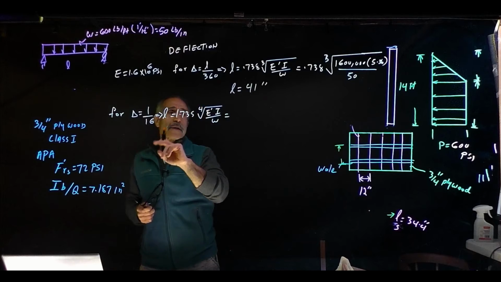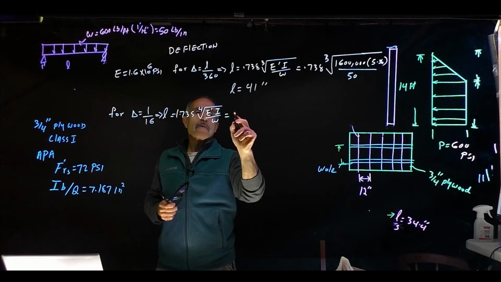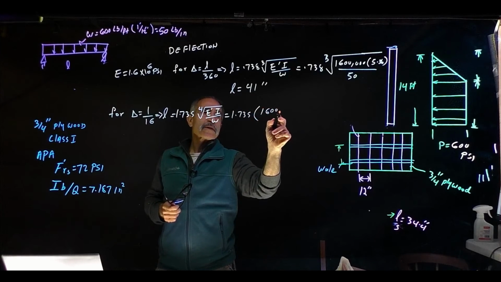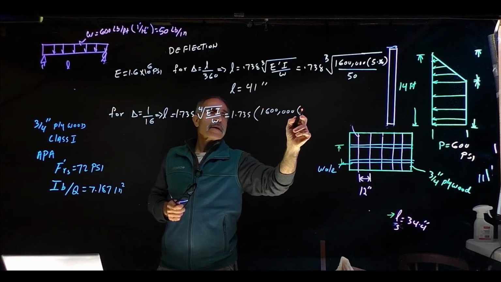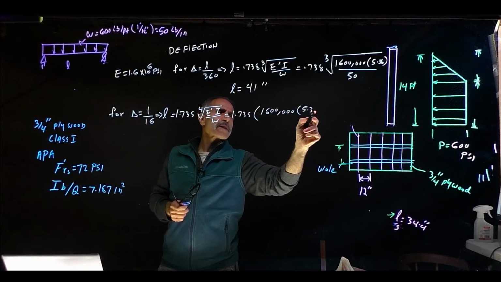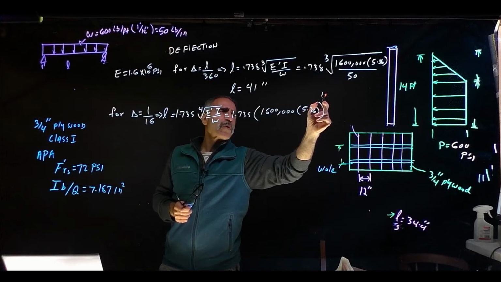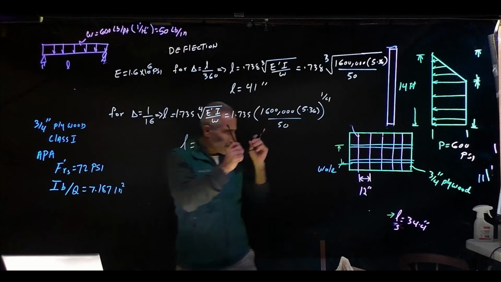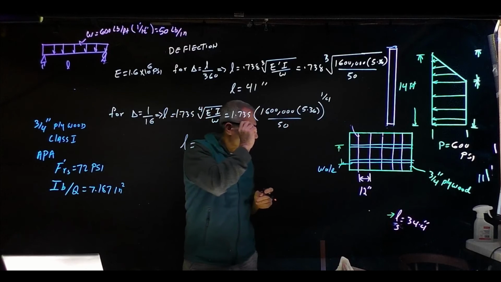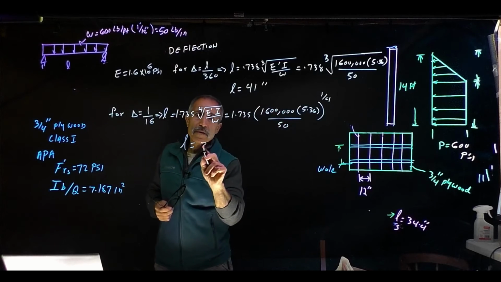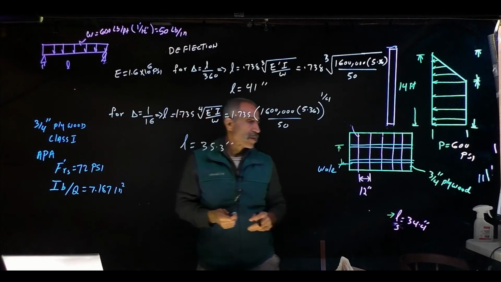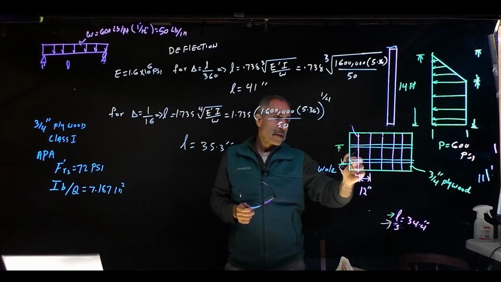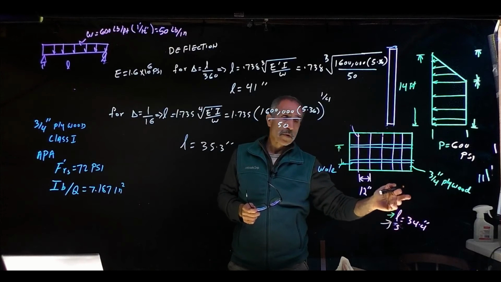Let's find out what happened here. In here, it's going to be 1.735 by 1,600,000 times 536, the whole thing by power of 1/4, and divided by 50. So L comes out to 35.3 inch. So this one really controls. And that means the distance between the whales cannot be bigger than 34.4 inches.